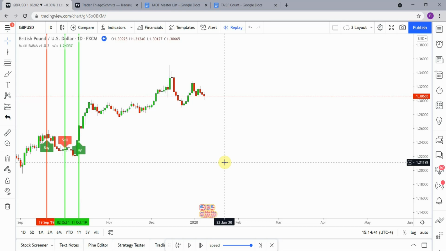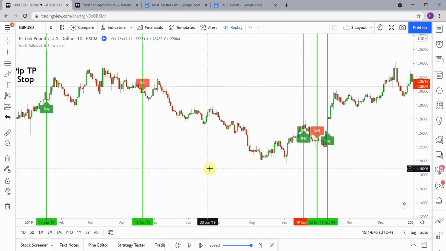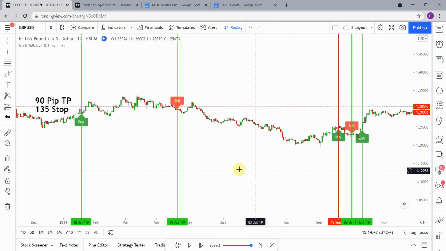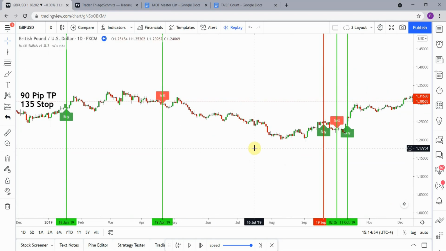Back to the indicator here. Pretty clear picture that we have there. So we have 1, 2, 3, 4, and 5 trades all together, and we have 1, 2, 3, and 4 winners. So a decent indicator there.